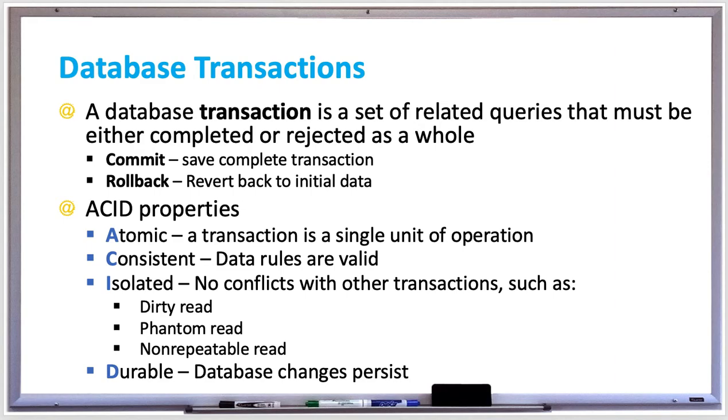A phantom read is when one transaction inserts, updates, or deletes a table row that another transaction is currently reading. A non-repeatable read is when the transaction is reading data that's changing repeatedly. Then finally, durability means that after successful completion of a transaction, the changes in the database should persist, even in the case of system failures.